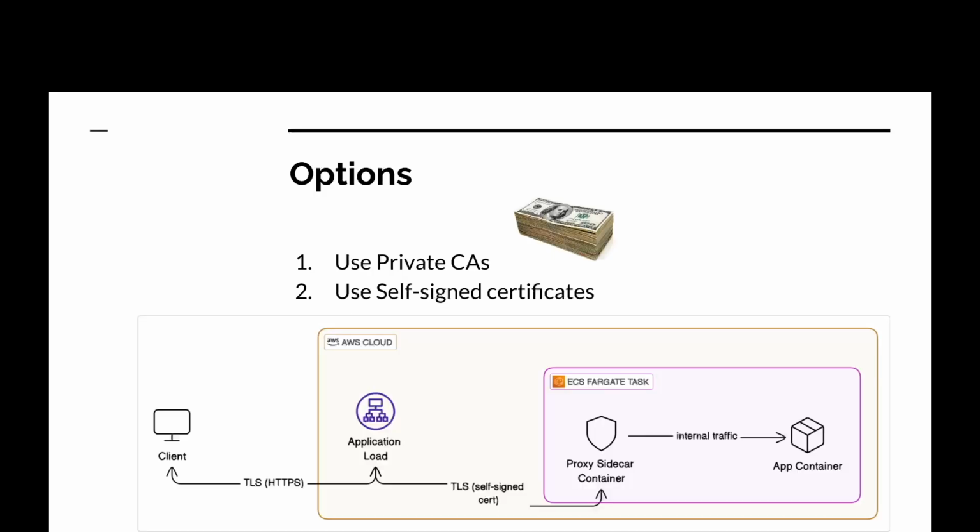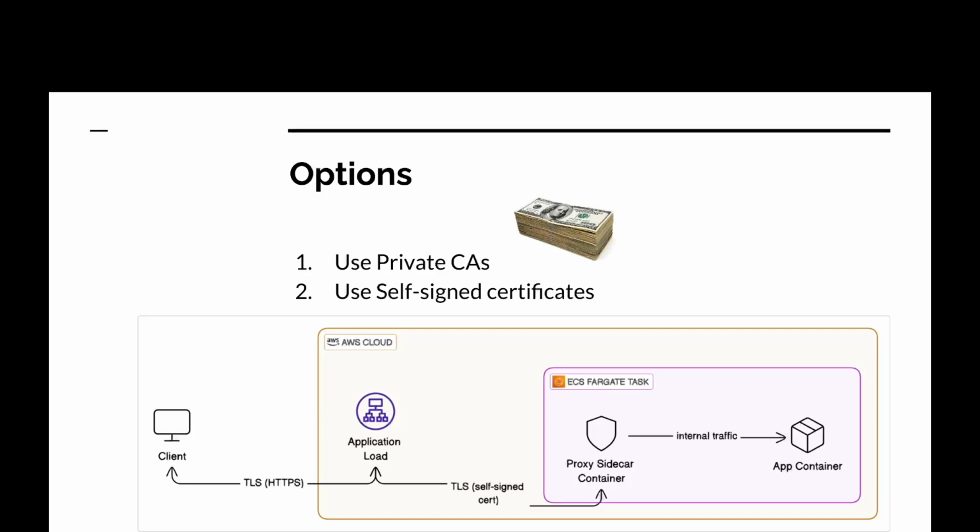Alright, so how can we actually encrypt internal traffic within our VPC? There are two main options. The first is using AWS Private Certificate Authorities. This is a robust, fully managed solution, but it comes at a high cost.